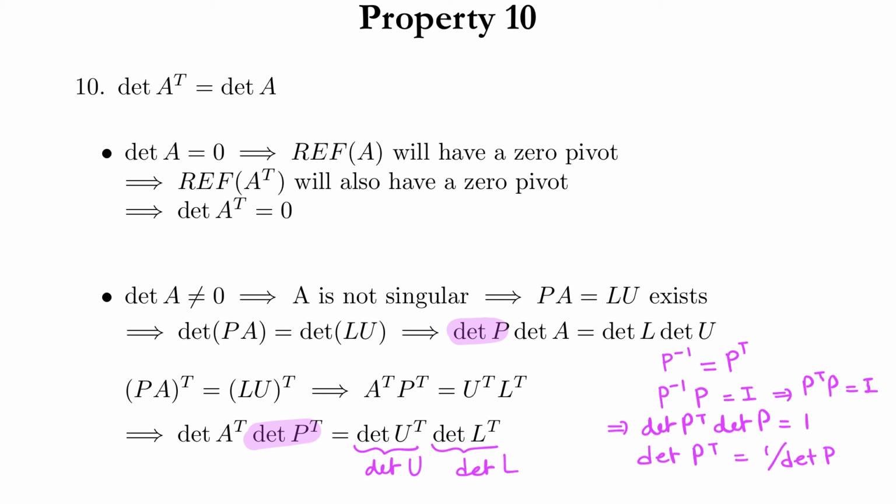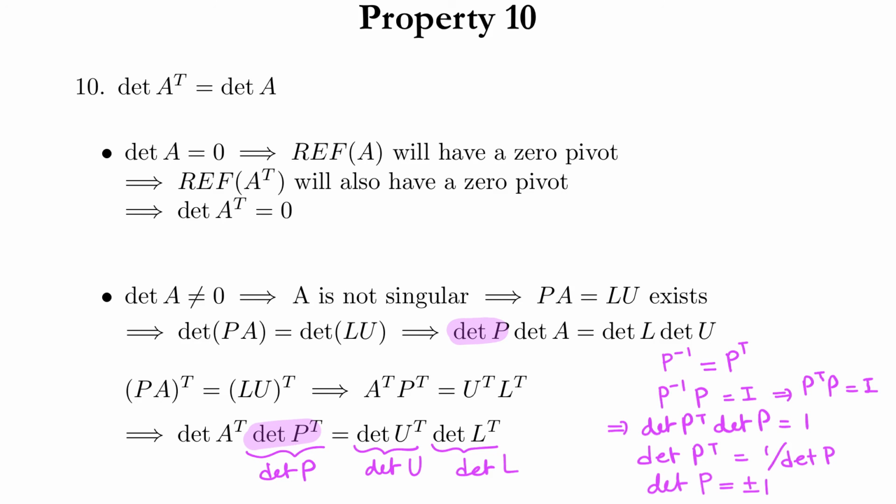But there is something worth noting here, which is that P is a permutation matrix, which means it has the rows of the identity matrix shuffled. And if all you're doing is shuffling rows of the identity matrix, this would mean that the determinant of the permutation matrix is going to be plus or minus 1, which means the determinant of P transpose is also going to be plus or minus 1, which means the determinant of P transpose is actually equal to the determinant of P.